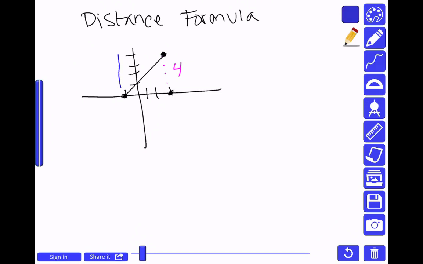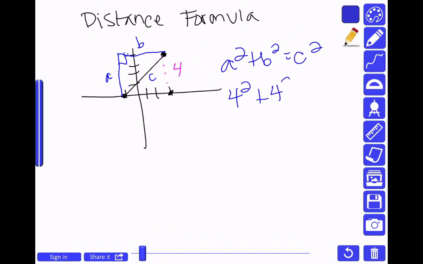So I could make this into a right triangle, and we know that in a right triangle this is A, B, and this is C, and we know that A squared plus B squared equals C squared. So I can count A, I can count B, and if I can do that, then I can find C. So A is 1, 2, 3, 4, so 4 squared, plus B is also 4. That is going to equal C squared.